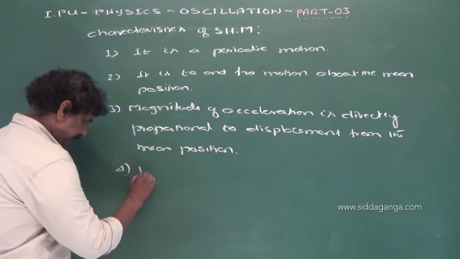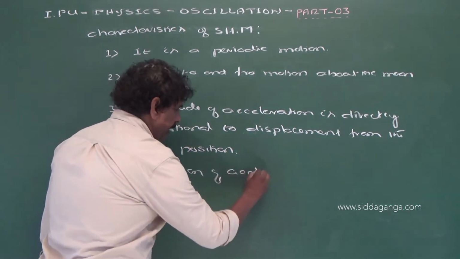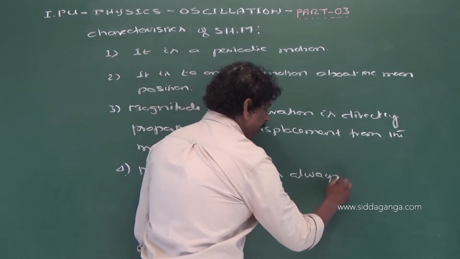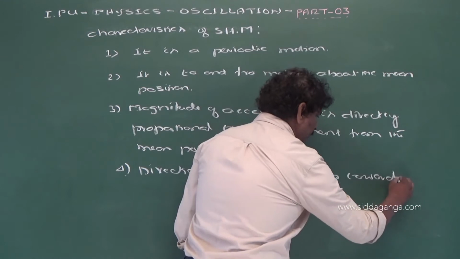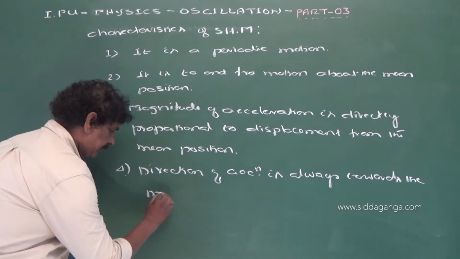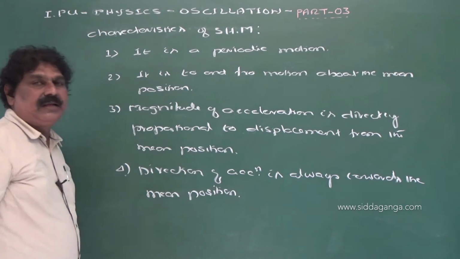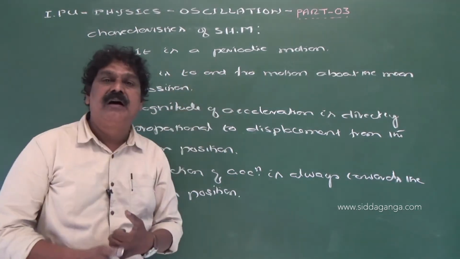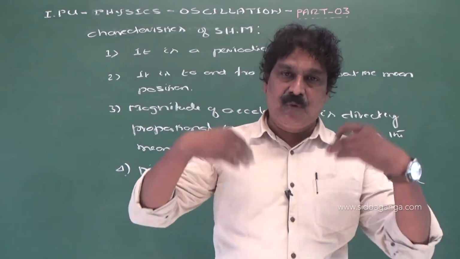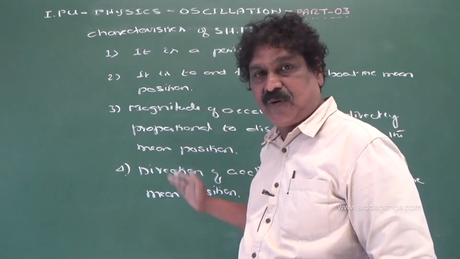Fourth one, direction of acceleration is always towards the mean position. So these four are the characteristics of a simple harmonic motion. A motion is said to be simple harmonic motion if it satisfies the four conditions.